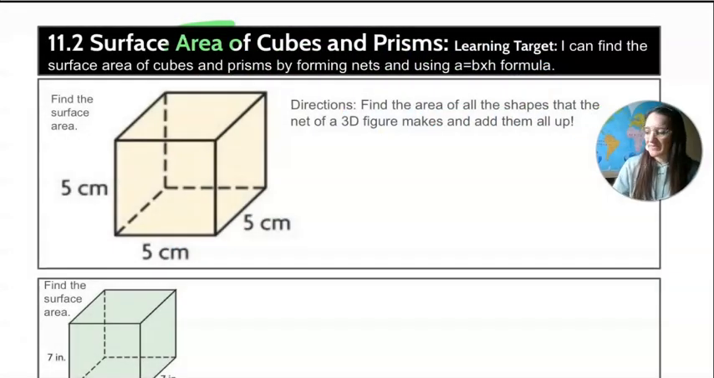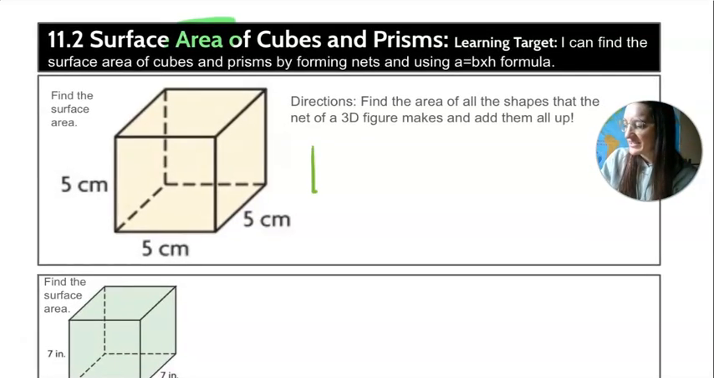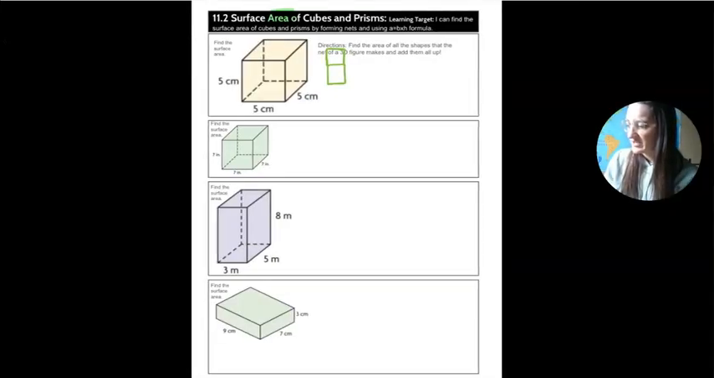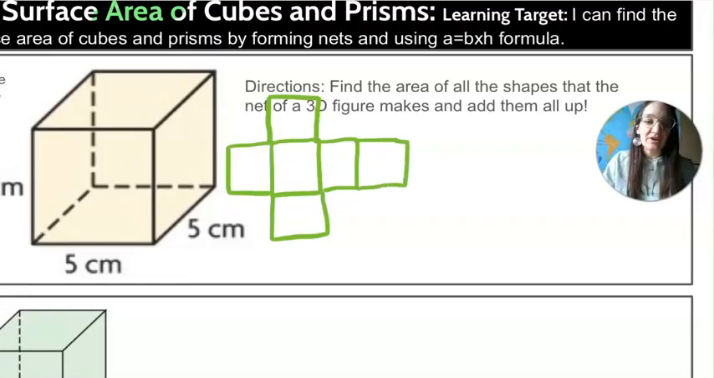Okay, so looking at this first cube, if I were to flatten this cube out, we would see 6 squares that were all exactly the same shape, wouldn't we? We'd see the front, the top, the bottom, the sides, and the back. And every single one of these would be the exact same area, right? So if we just looked at the center one, it's 5 centimeters by 5 centimeters.